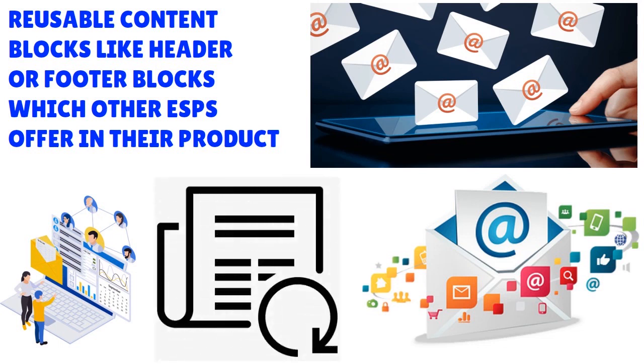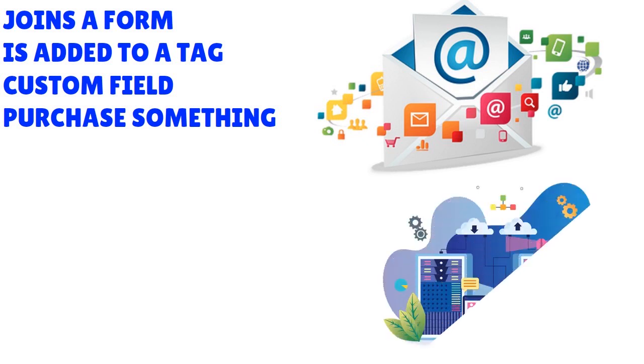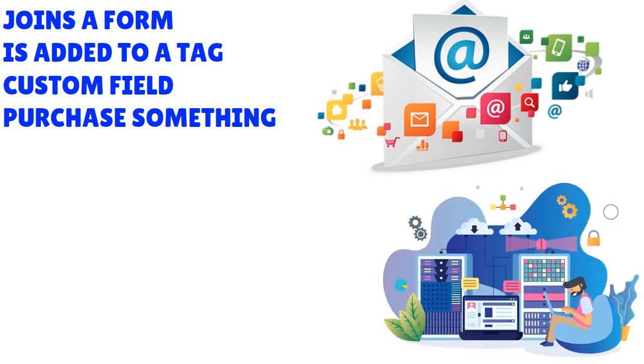For example, you are able to join a form. So a subscriber can join a form, can be added to a tag, you have a custom field, and you're able to purchase something, and you can add up to 5 entry points and trigger the same or different emails from each entry point. It's a pretty interesting feature, as you can target users entering through different mediums with the same email.